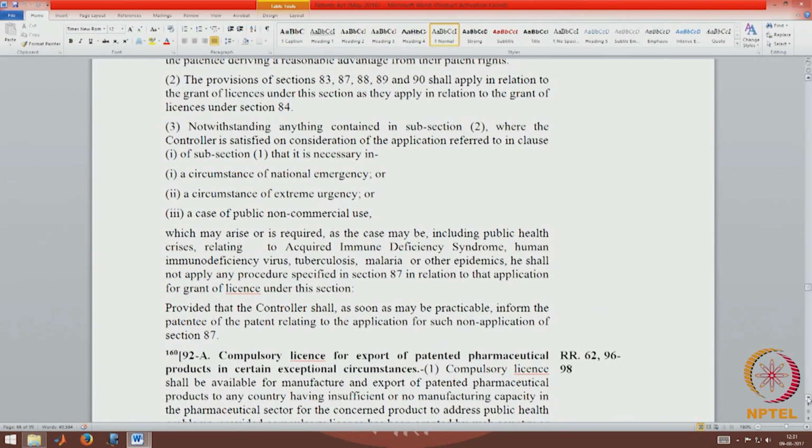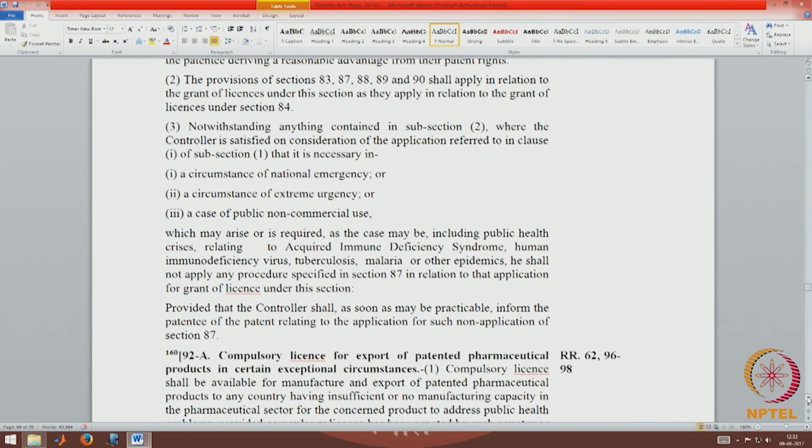Subsection 3 states that notwithstanding anything contained in subsection 2, where the controller is satisfied on consideration of the application referred to in clause 1 of subsection 1 that it is necessary in a circumstance of national emergency, or a circumstance of extreme urgency, or a case of public non-commercial use, as the case may be, including public health crisis relating to AIDS, human immunodeficiency virus, tuberculosis, malaria or other epidemics, he shall not apply any procedure specified in section 87 in relation to that application for the grant of a license under this section, provided the controller shall, as soon as may be practicable, inform the patentee of the patent relating to the application of such non-application of 87. Now, 87 is the procedure to be followed in 84 and 85.